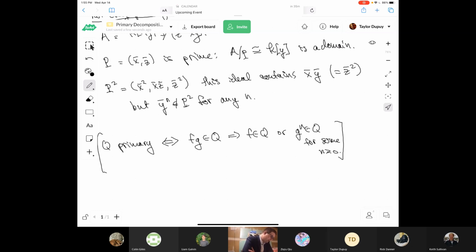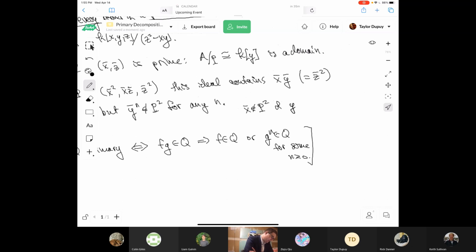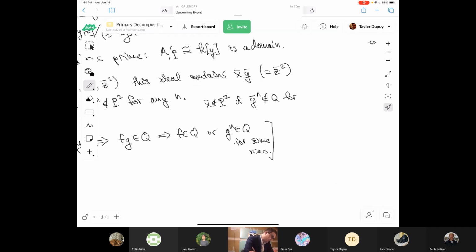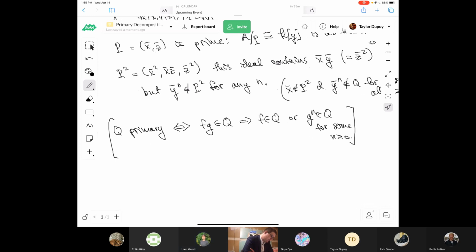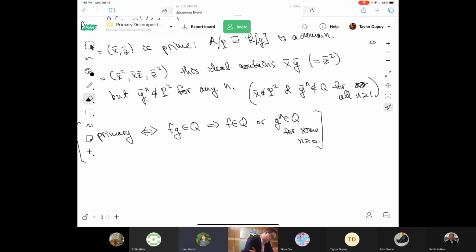Or let's see, hold on. So X is not an element of Q. So here we have X is not an element of Q, not X is not an element of P squared, and Y bar to the N is not an element of Q for all N greater than or equal to 1. Q will also be P squared. Right there, Y to the N is not an element of, oh sorry, P squared. That's P squared. Yeah, that's correct.